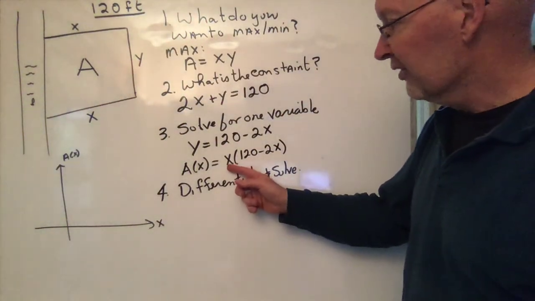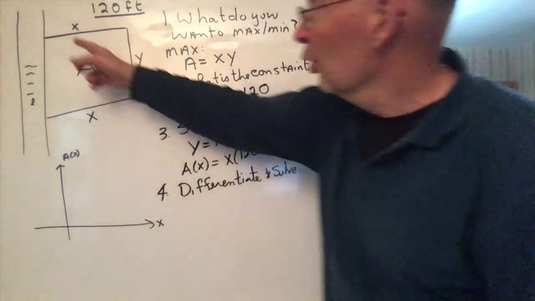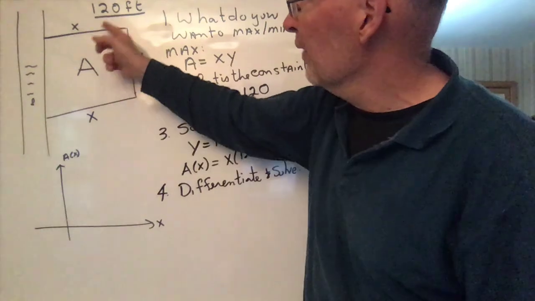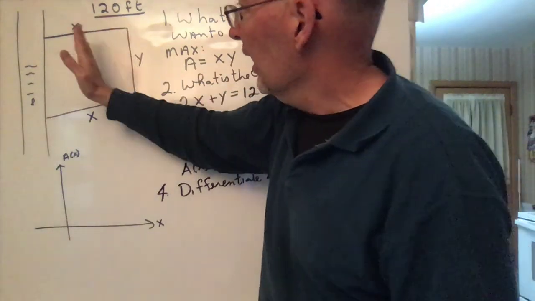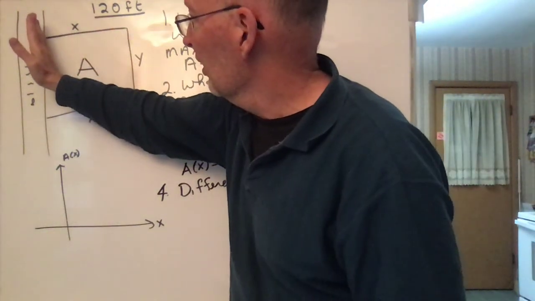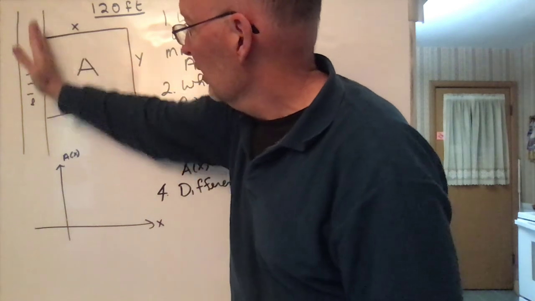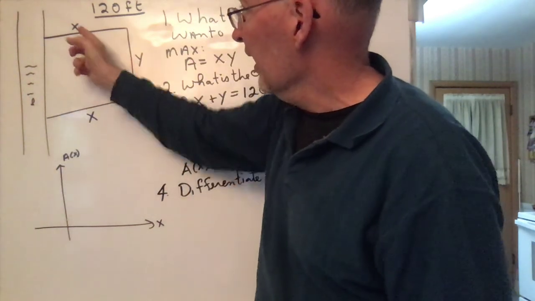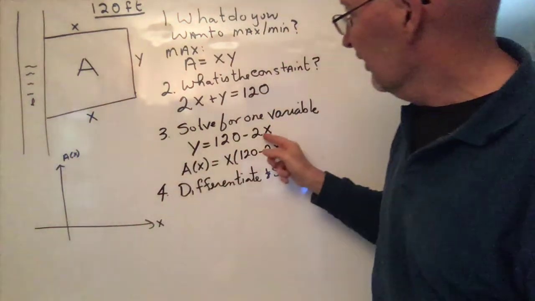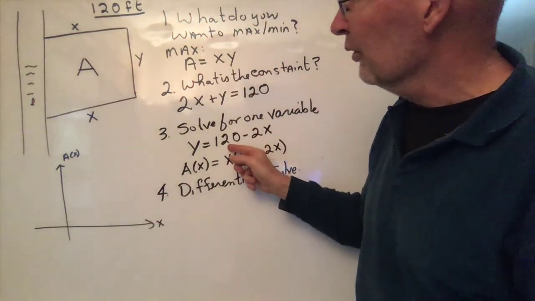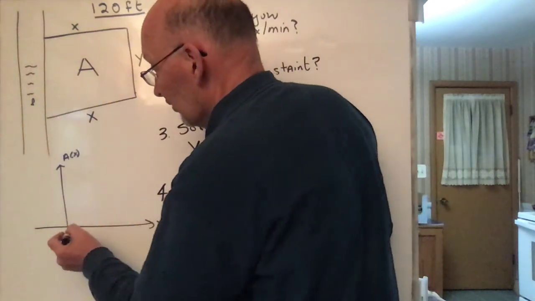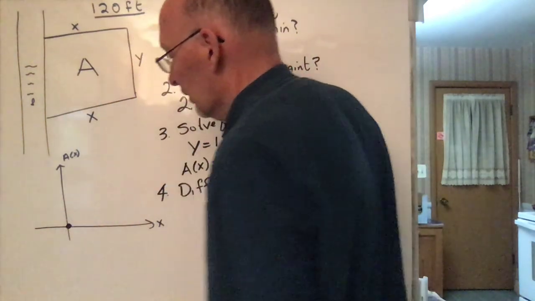Notice that when x is 0, the total area is 0, which makes sense. If you've got 120 feet of fence and you just have that fence pushed right up against the river, then you've got all 120 there. So y would be 120, x would be 0. See that? If x is 0, y is 120. So you're using all the fence, but you're not getting any area out. So if x is 0, then you've got 0 area.